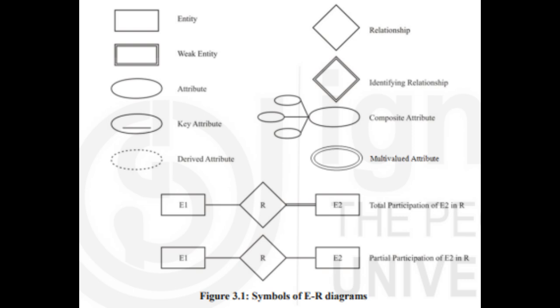Cardinality of a relationship set. Cardinality specifies the number of instances of an entity associated with another entity participating in a relationship.